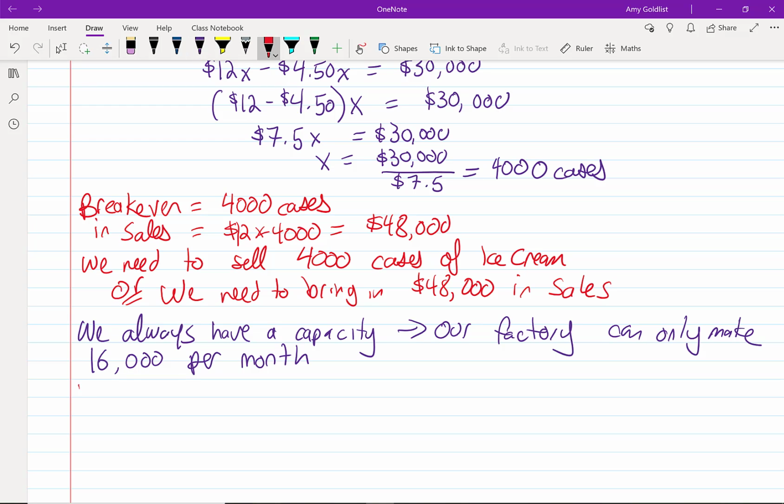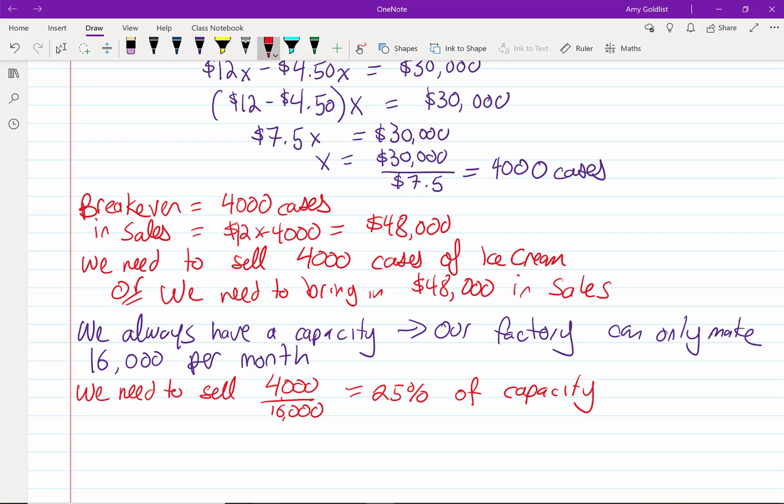So what we're going to do is say we need to sell 4,000 of our 16,000 maximum, or 25% of capacity, to break even. This is a good thing to look at. If it turns out we need to sell 90% of capacity, that doesn't give us a lot of room to sell more, and we have to sell quite a lot. That's not a great business case. If we only need to sell 5% of capacity, then maybe we're in a good position. We need to know these numbers.